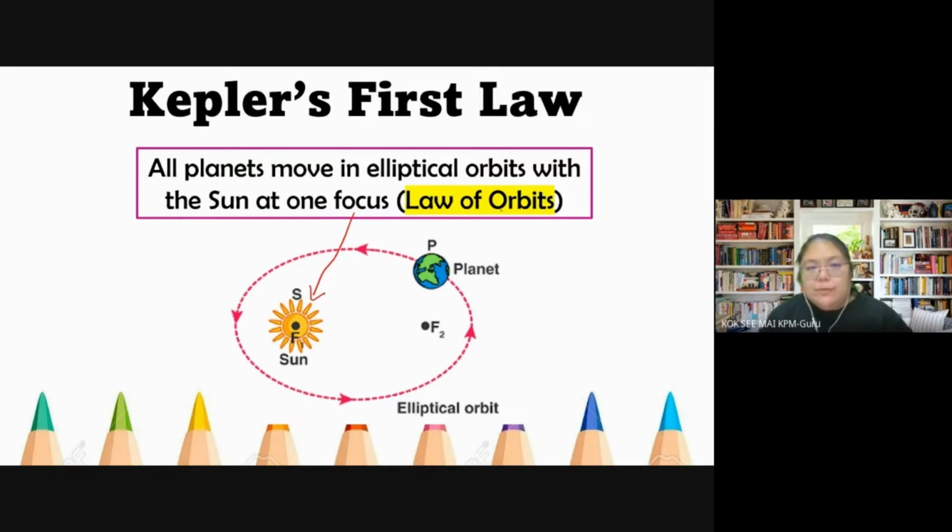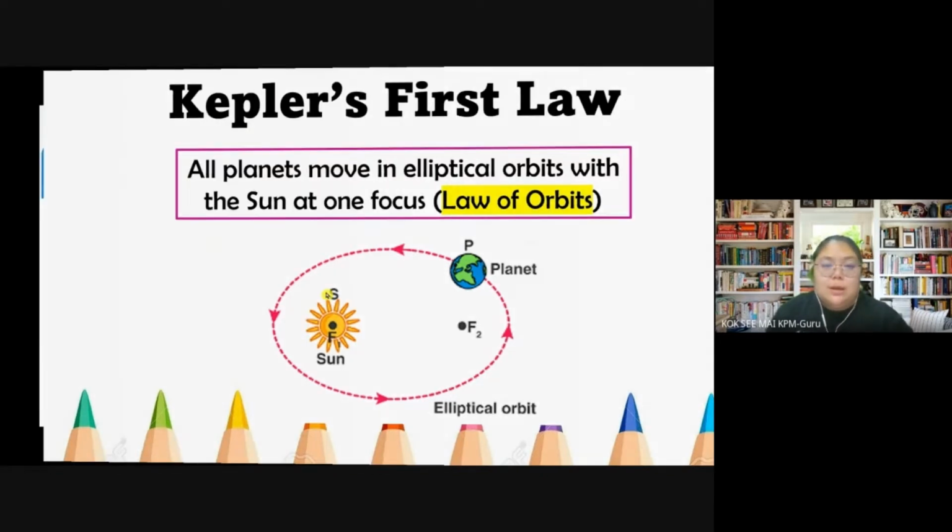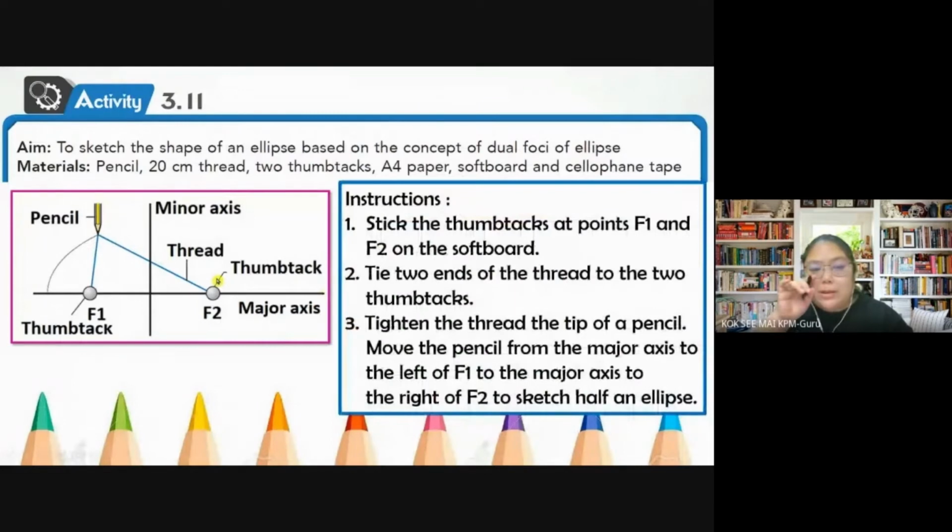Okay, another name for Kepler's first law is the law of orbits. They're talking about orbits, the orbital. Elliptical, with the sun at one focus point. Okay, just talking about how the planet orbits. So from here, this one is from the textbook.